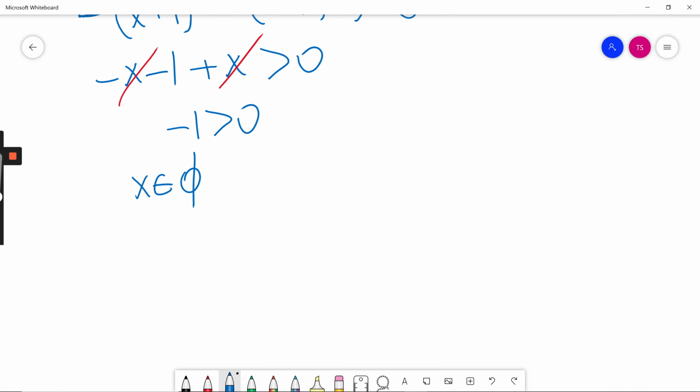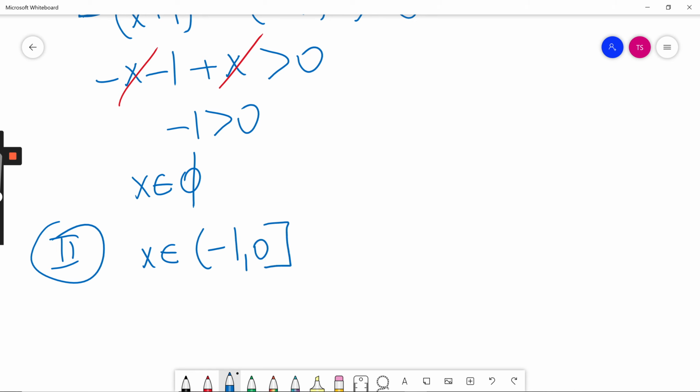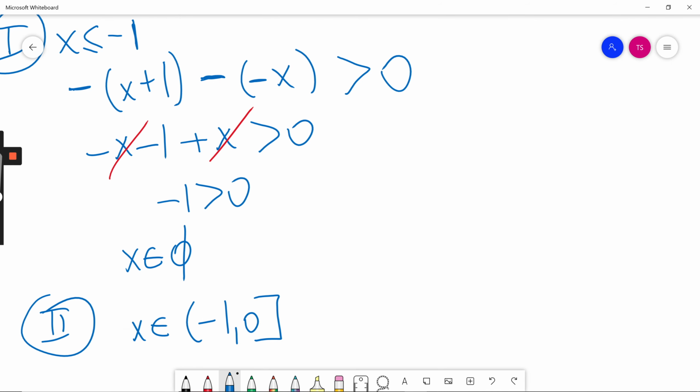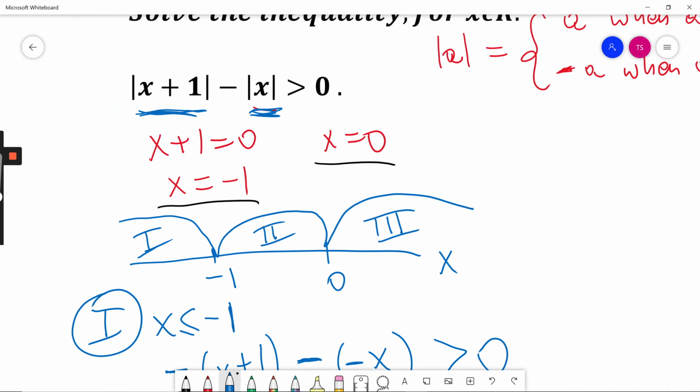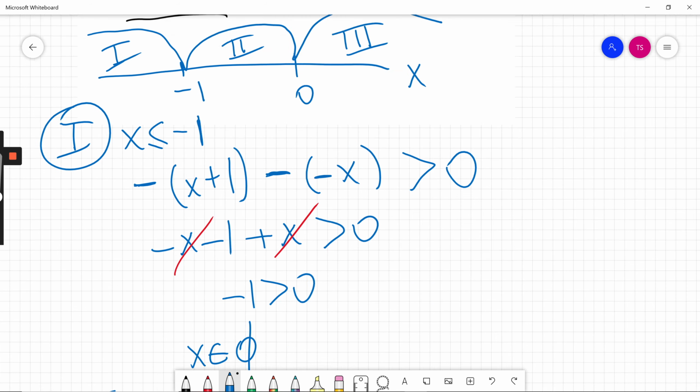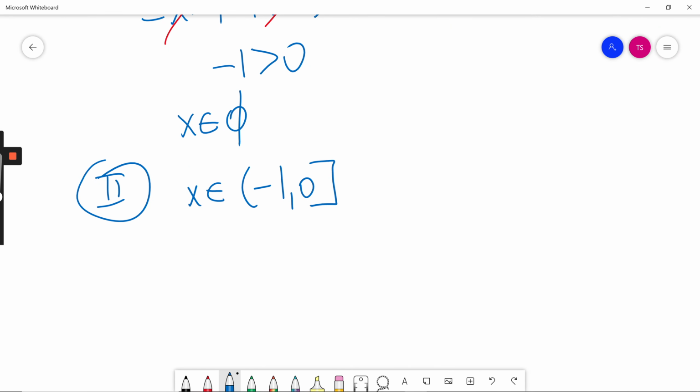I will check what's happening in interval 2 now. So x belongs to negative 1 to 0. I will close at 0. Then when x is from negative 1 to 0, I can think x is negative 1/2. When x is negative 1/2, x plus 1 will be positive, but x is just negative. So the first absolute value will be just x plus 1, minus, but the absolute value of x will be just minus x.